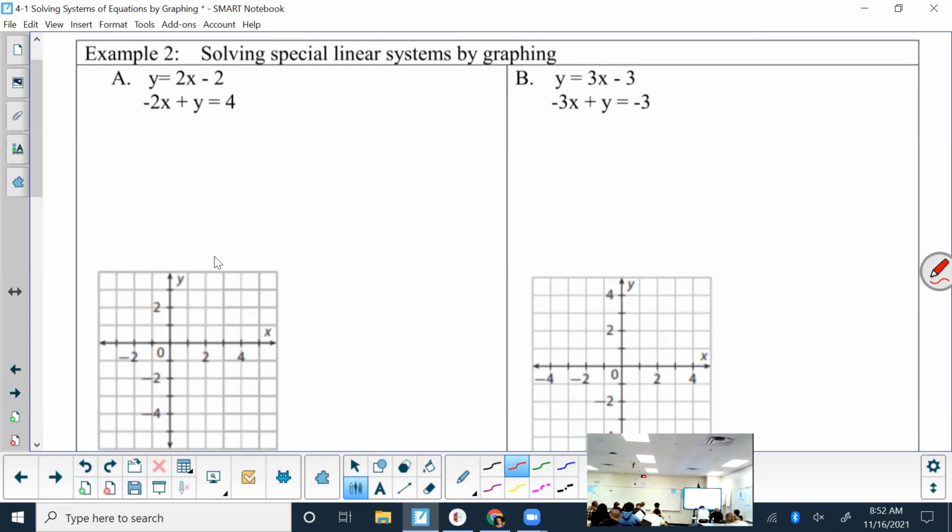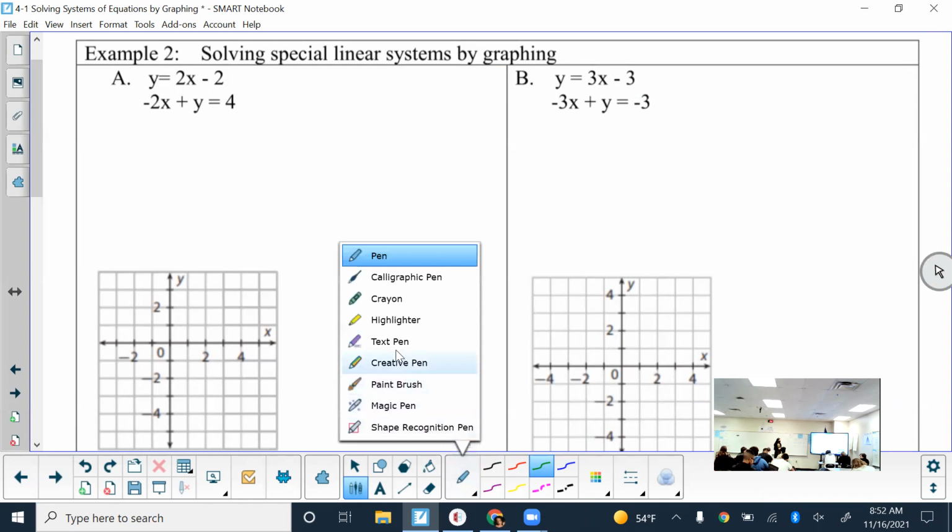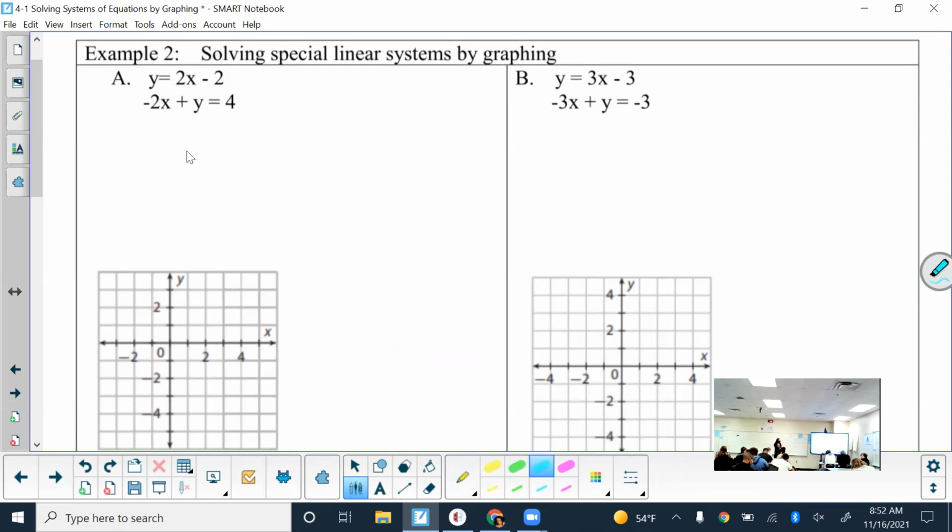So example 2A. Still go through the same process. You really don't know until you at least rearrange them into slope intercept form. So in example A, are these both in slope intercept form? Is one of them? Which one? Good, so I'm going to highlight that one, make sure I graph that one. The bottom one though, it's not in slope intercept form.